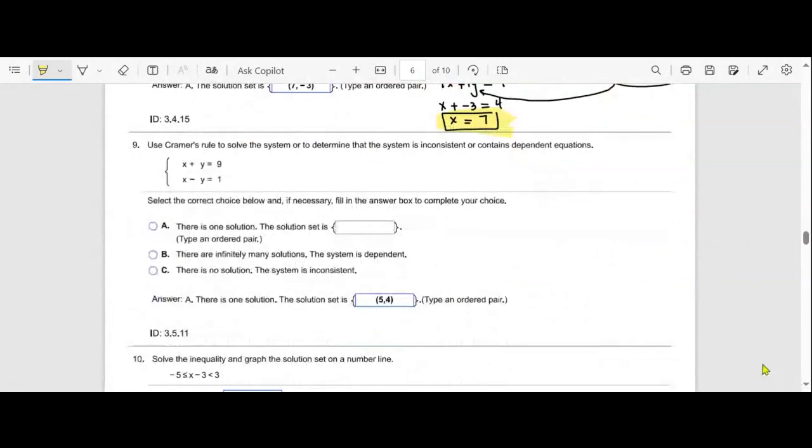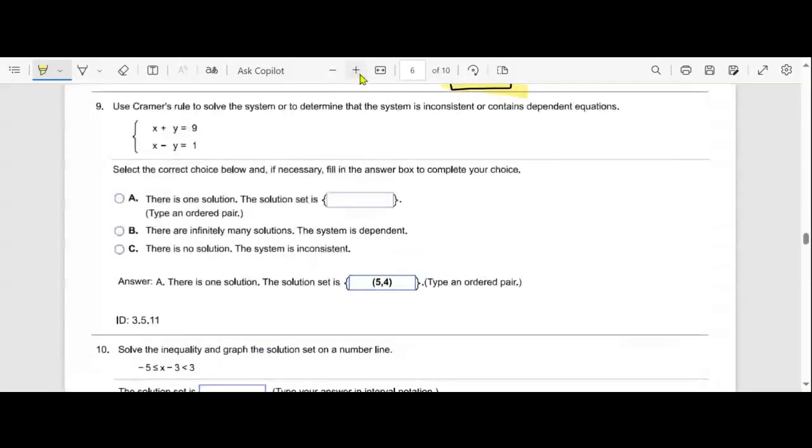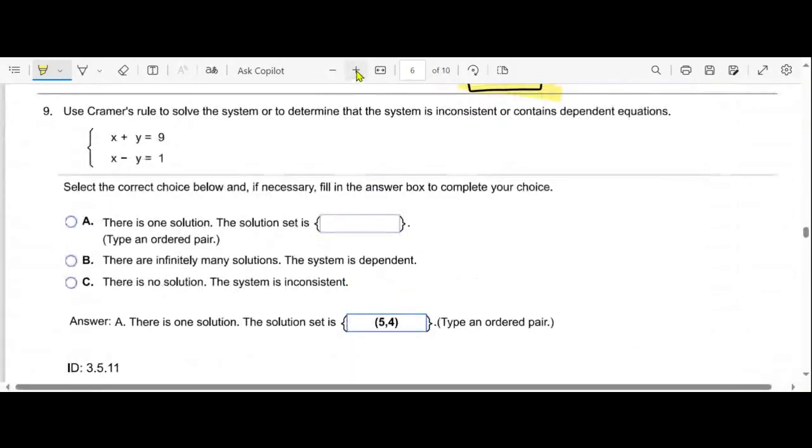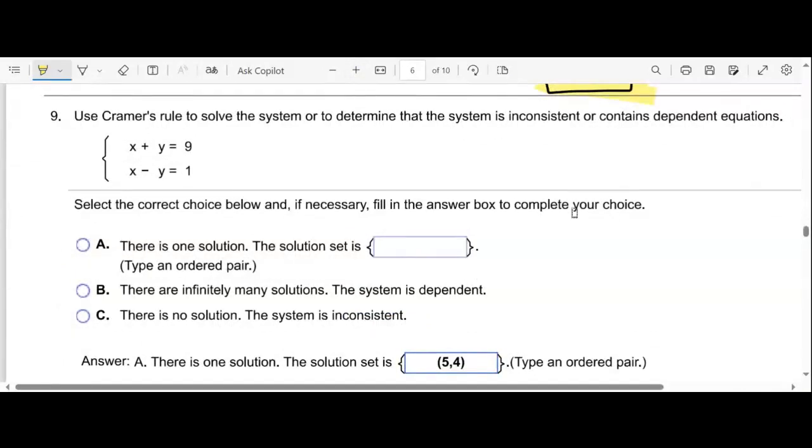I need someone to read number 9. Nasir, welcome. Use Cramer's rule to solve the system or to determine that the system is inconsistent or contains dependent equations. Very good.